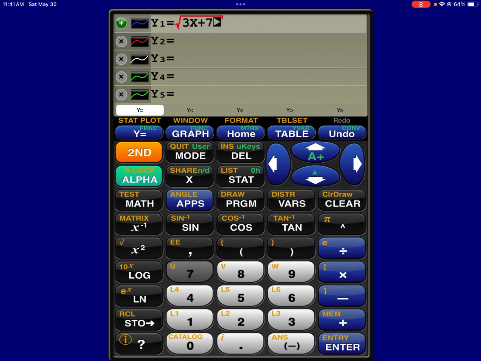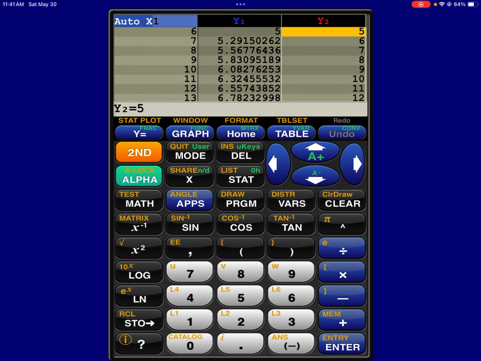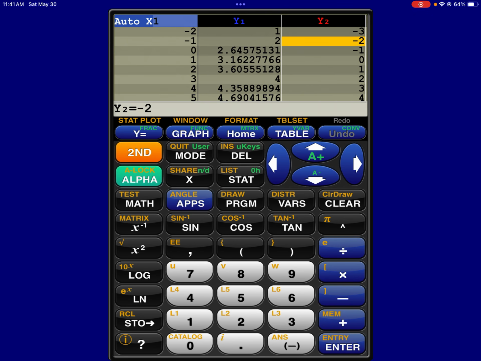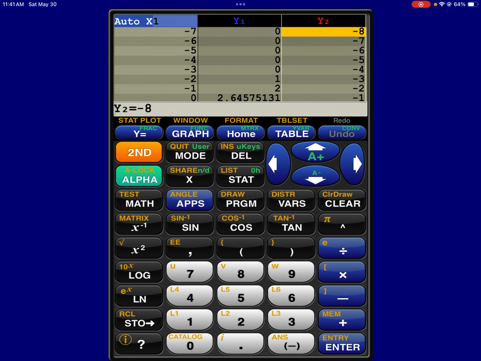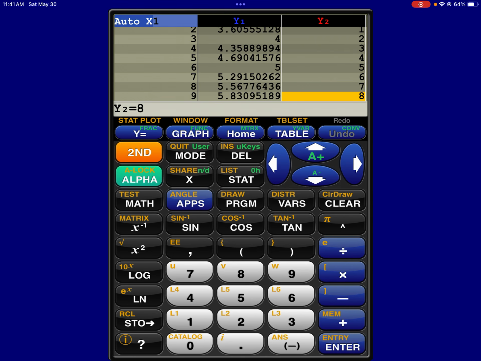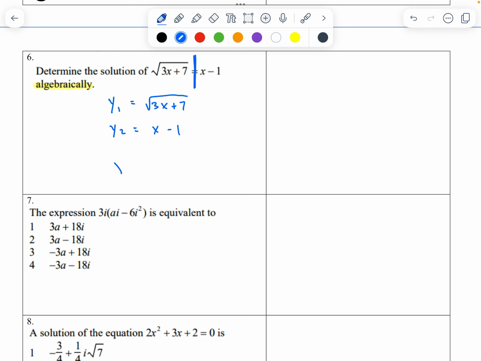So left side, right side. Let's look at the table. And I already see it. There's a 5 and a 5, so my answer's 6. Let's see if I see anything else. Okay, so see this 2 and this -2? They are not the same, so that's not a solution. All right, so it looks like my answer is going to be 6. So I'm just going to put x is equal to 6.